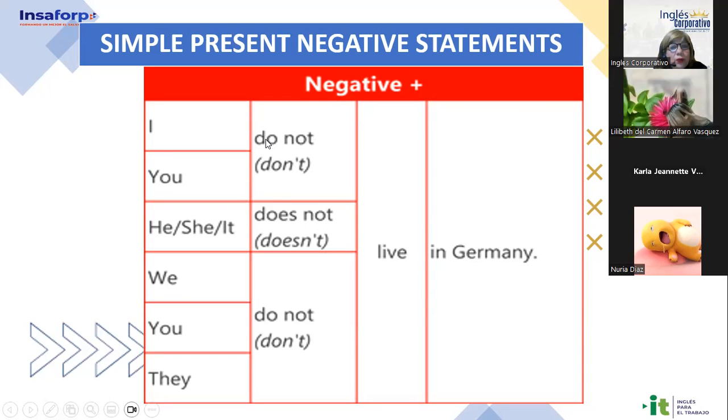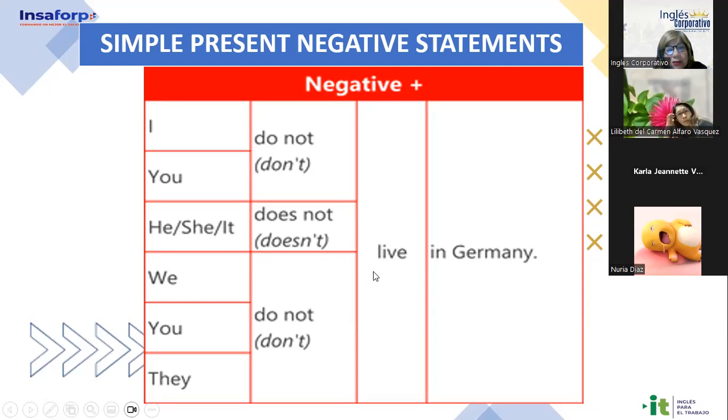As in question, you use do for I, you, we, you, they. And for he, she, it, the third person singular form, you use does, the auxiliary, right? Does. The verb is the same. Why? Because does absorbs the change. Okay, so you say he does not live in Germany, or he doesn't live in Germany. She does not live in Germany. She doesn't live in Germany. He does not live in Germany. He doesn't live in Germany.